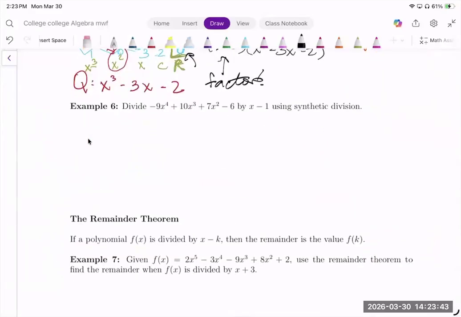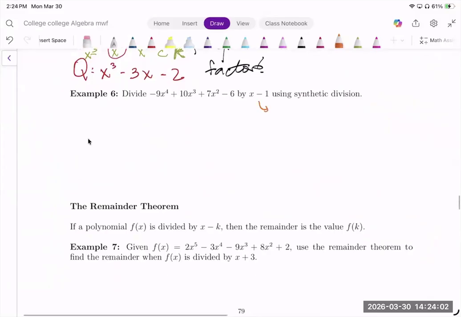So if I'm dividing -9x to the fourth plus 10x cubed plus 7x squared minus 6 by x minus 1, use synthetic division. I want you to pause the video and try it yourself and then play when you are ready. Okay, so if this is the factor, we're going to set the factor equal to 0 and solve. So this is the 0. That's the number we divide by.